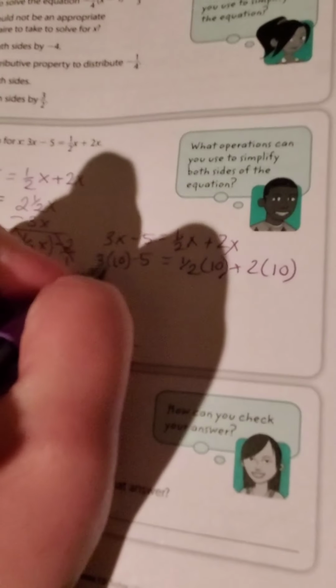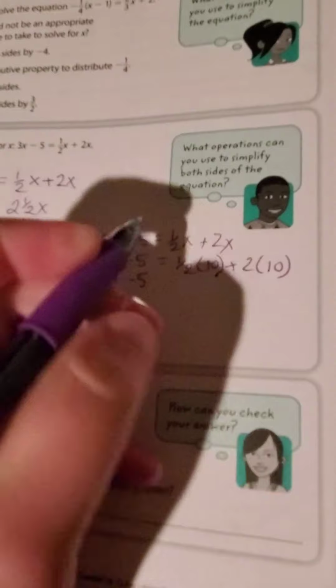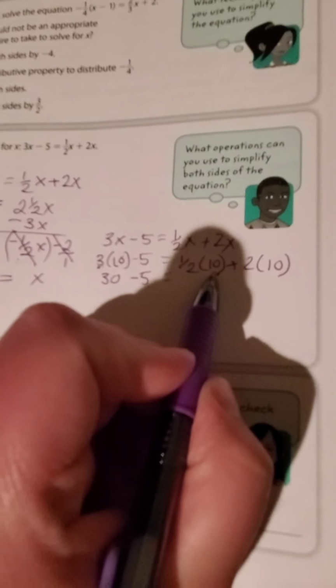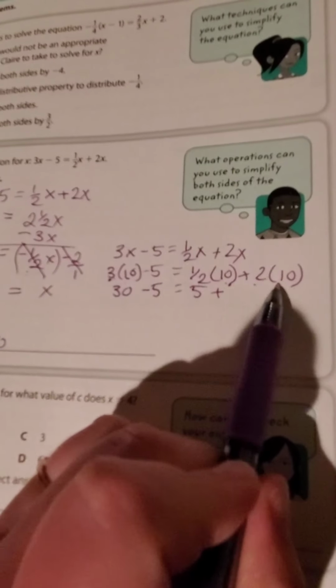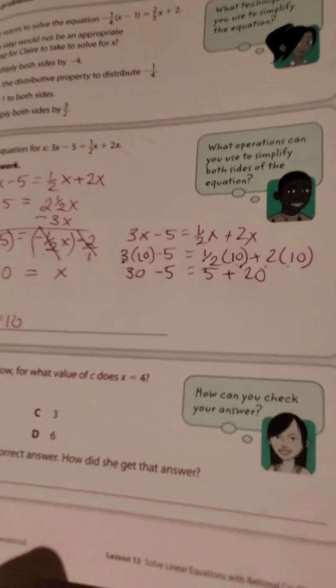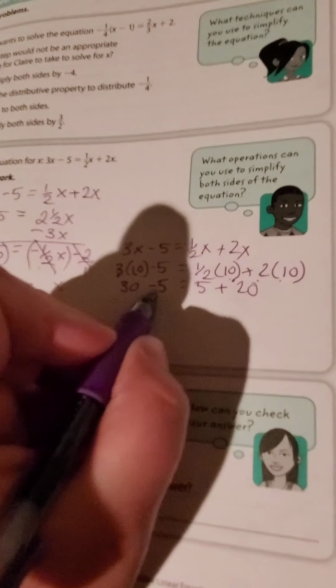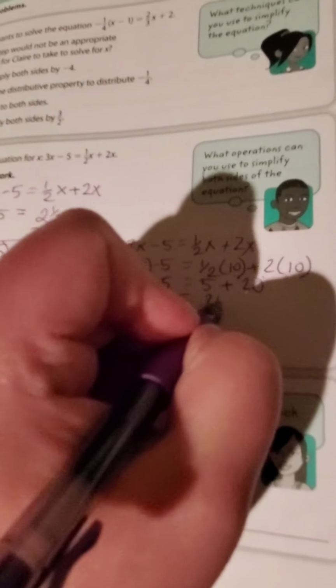So 3 times 10 is 30. Then I'm going to bring down my minus 5. Then I have 1/2 times 10. 1/2 of 10 is 5. Bring down my plus sign, and then I have 2 times 10, which is 20. So I have 30 minus 5 equals 5 plus 20. And 30 minus 5, that's 25. And 5 plus 20, that's also 25.